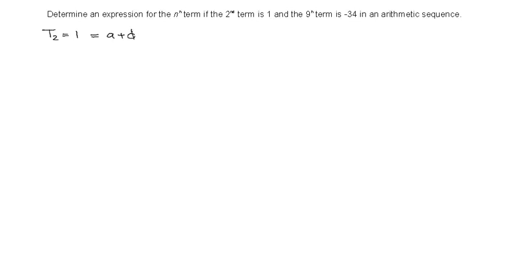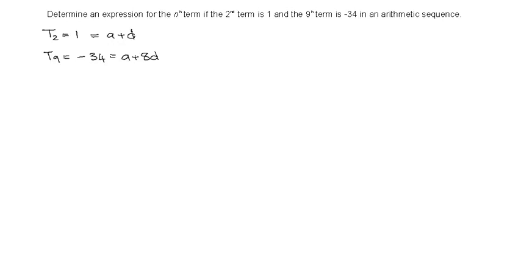Now, it tells us that the ninth term, so T9, is equal to negative 34. And going with the same idea, we know it starts off with the first term. And then how many differences do we have to add? We have to add in 8, okay, to get to the ninth term. So it's going to be A plus 8D. Brilliant. Okay, hardest part is done.